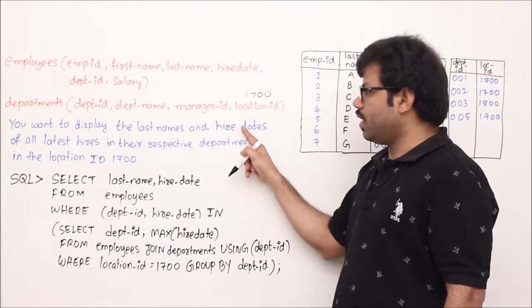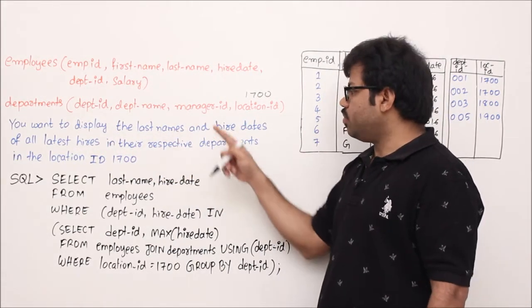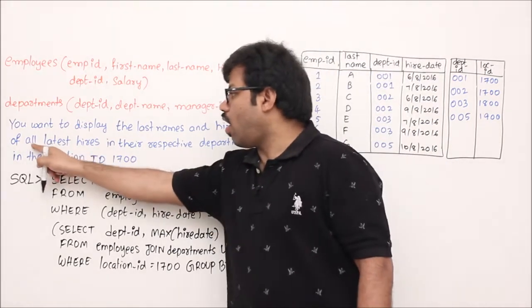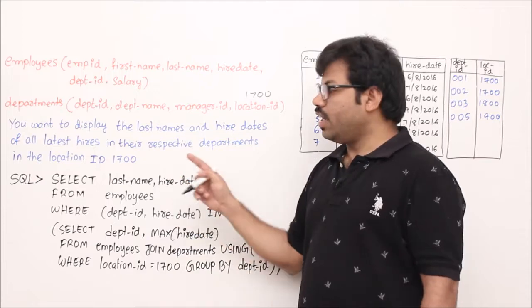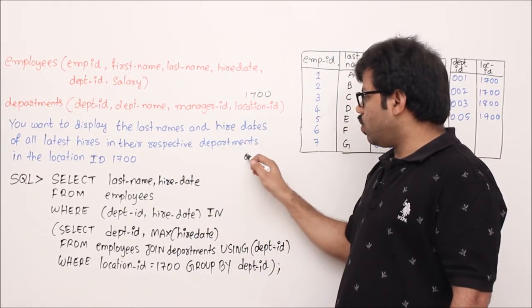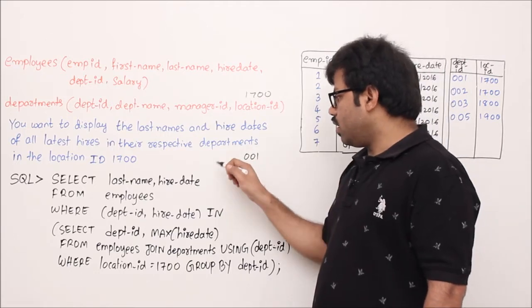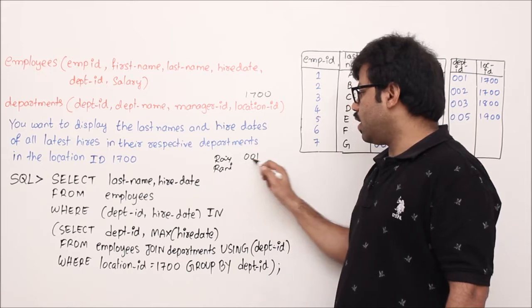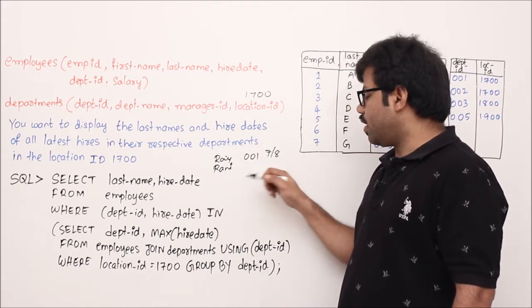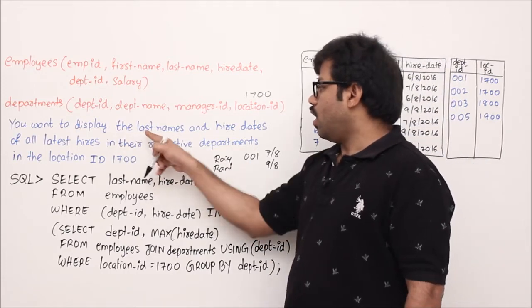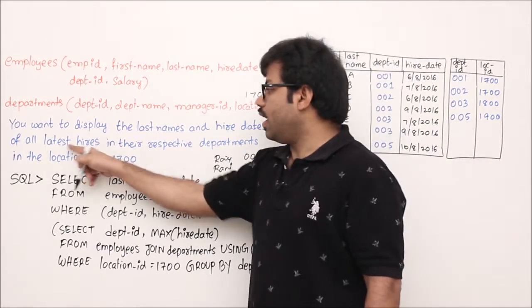the last names and hire dates. We have to find out the employees' last names and their hire dates. What kind of people's hire dates? Of all latest hires. So every department has some latest hire. For example, in department 001, two people are working, so Raju and Rani, let's say. Raju's hire date is, let's say, 7th August and Rani's hire date is 9th August. Then we have to find out last names and hire dates of all latest hires.